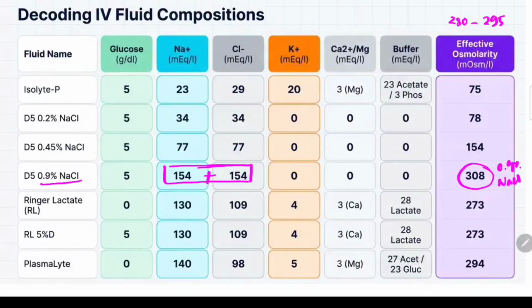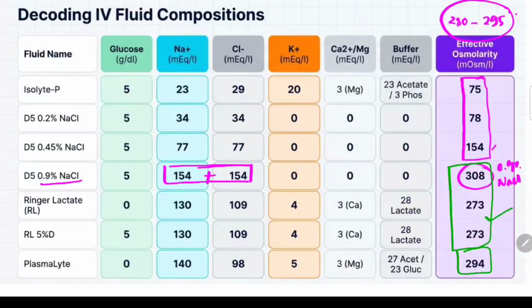And what about the 0.45% NaCl? Half of it, 154. And these all are the hypotonic fluids. And what are the isotonic fluids? So Ringer lactate, 0.9% sodium chloride, and Plasma-Lyte are within the isotonic fluid level.